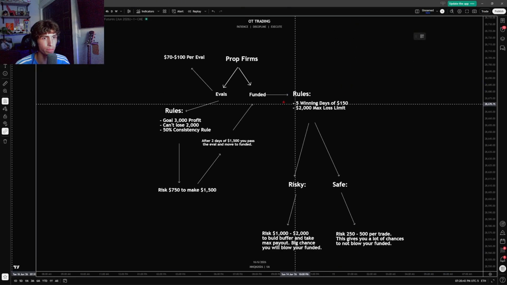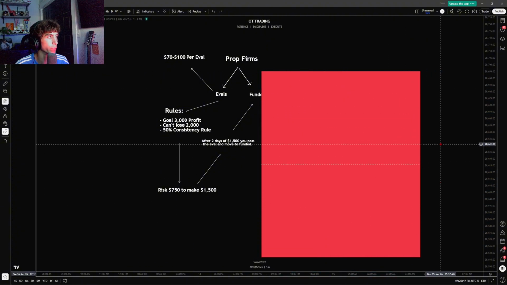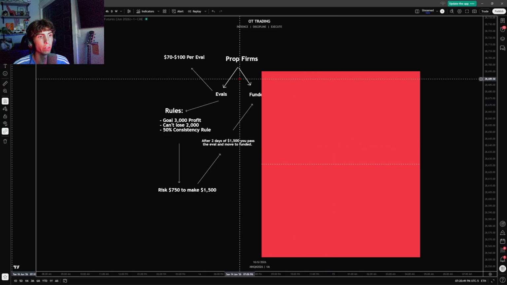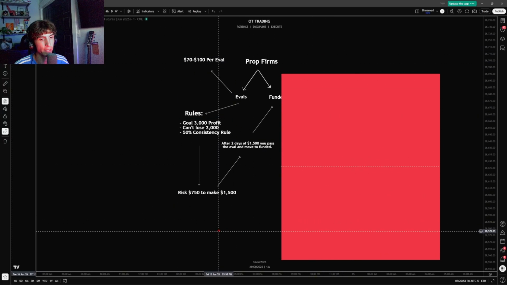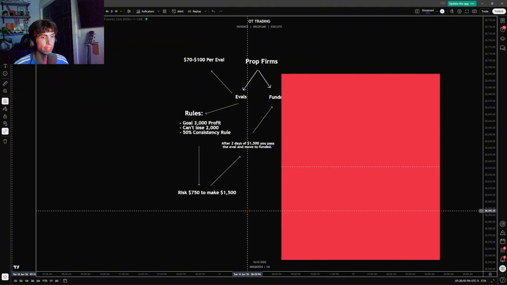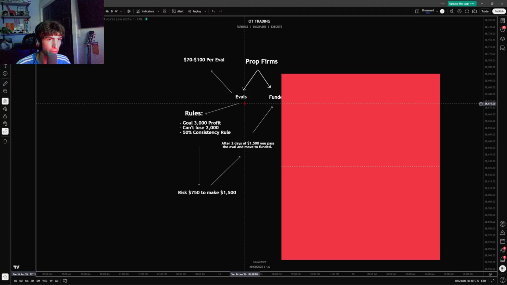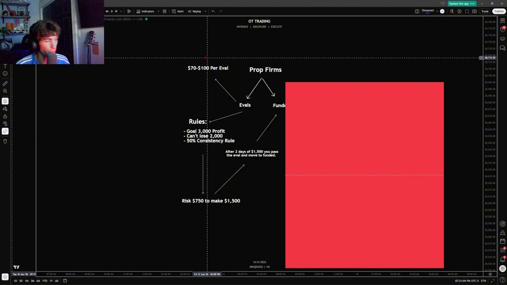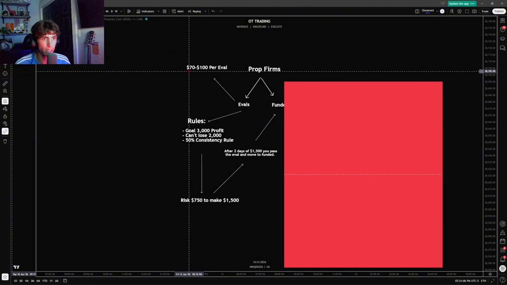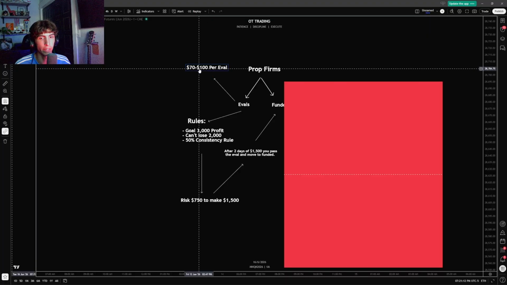First off, we're going to focus on the eval section first, because if you're a new trader, a lot of traders typically spend a lot of time on the evaluations and take it more personally than they actually intend and need to. Typically we're going to be talking about Lucid 50K evaluations. These go for around $70 to $100 per evaluation, so if you want to buy an evaluation, you're going to have to spend money in that range, 70 to 100 bucks.